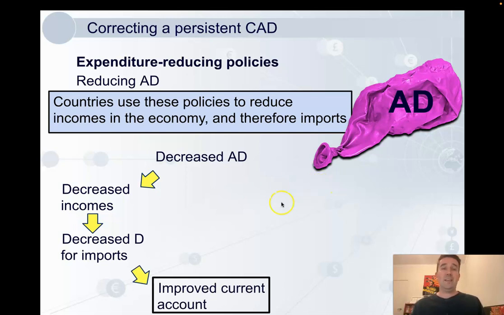Also, decreased AD should decrease the price level. I'm sure you're already imagining what an AD/AS diagram would look like with a decrease in AD. We can picture that.